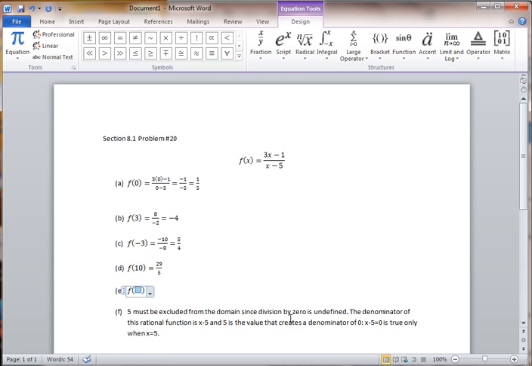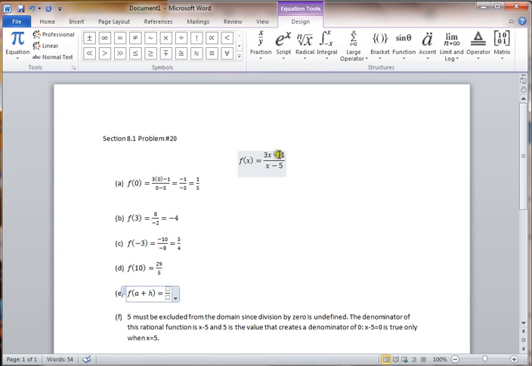The problem itself says to compute the value of f, where you plug in the expression a plus h. You really shouldn't, again, let this bother you at all. You're just substituting every occurrence of the variable x with now the binomial expression, which is a plus h. So again, we're going to have the fraction. We're going to set it up exactly the same, and you can actually even copy this if you want down over here.